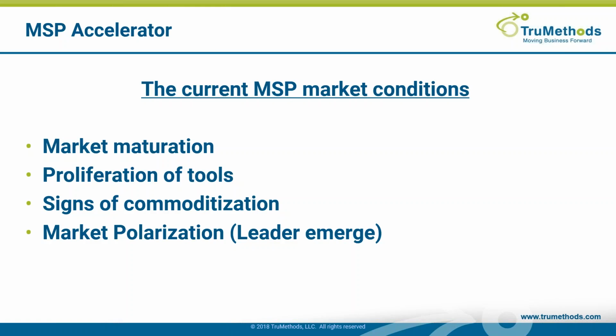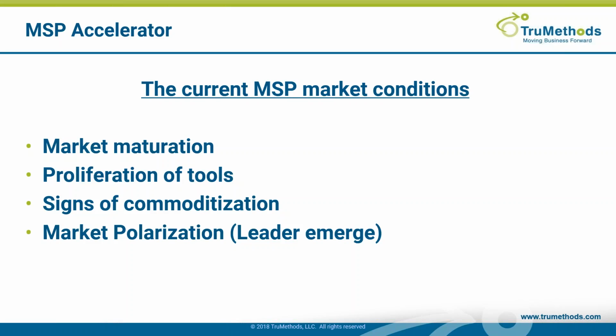So this market maturation and proliferation of tools has created some signs of commoditization in the middle or lower end of the market. We've also seen market polarization. So leaders have emerged, and in almost every marketplace, we have people that are struggling with profitability and adding revenue and commanding the right price. But there's also, in those same markets, people that are growing every month. They're commanding higher prices. Their margins are improving to the best the industry has seen.